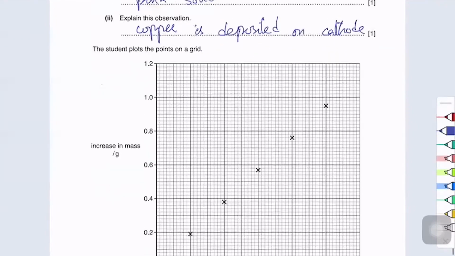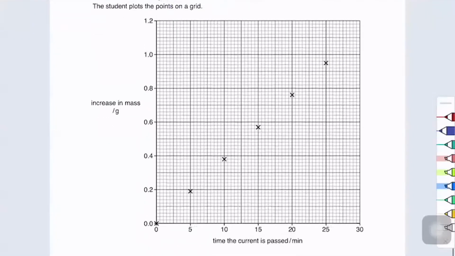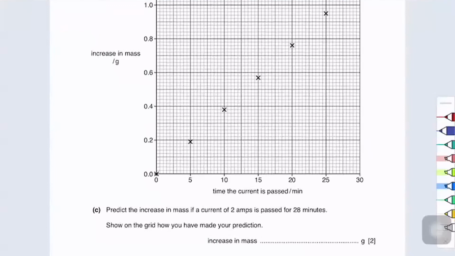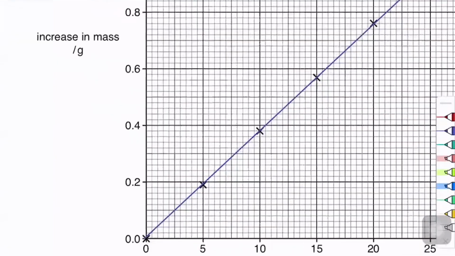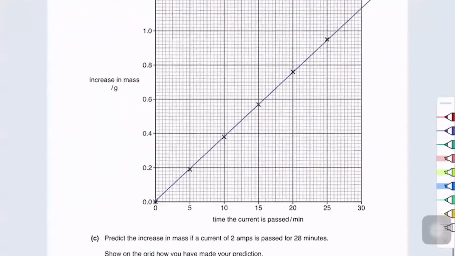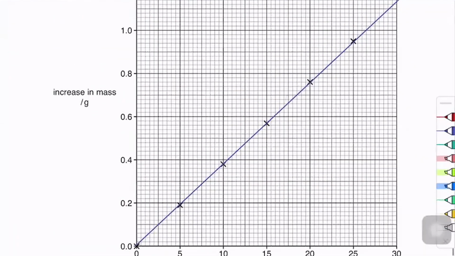Okay. The student plots the graphs. Predict the increase in mass if a current of 2 ampere is passed for 28 seconds. So what I can do is I can draw a straight line here. Okay. Wow, this is a straight line. And now I can figure out whether my line is correct or not. For example, over here, this is a little over 0, but of course you won't have the technology to zoom in, in an exam, but it's fine. But try to be as accurate as you can.